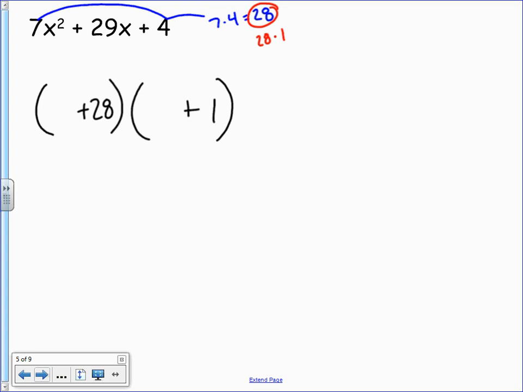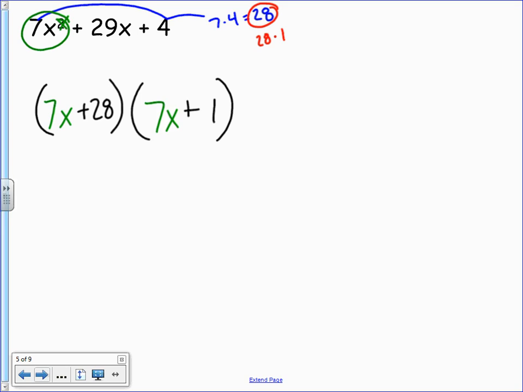The next step is what to do for the first term in the parentheses. Remember, we're going to go up to this very first term in the trinomial, 7x squared. We're going to put in the 7, we're going to put in the x, but we're going to leave off the square. And we're going to do the same thing in the other parentheses. So we put 7x in the first and 7x in the second. We know this isn't right because now we have too many factors of 7. 7x times 7x gives me 49x squared, not 7x squared.